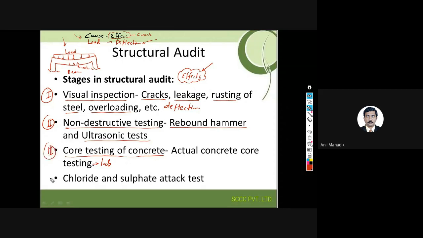And then the fourth one may be the chloride attack and sulfate attack tests, which we can say are environmental effects. There are many other tests, but these three tests are very important from the structural point of view: visual inspection, NDT, and core test.